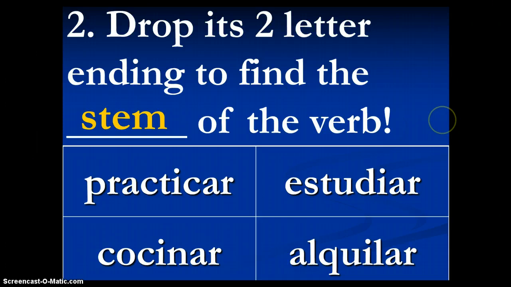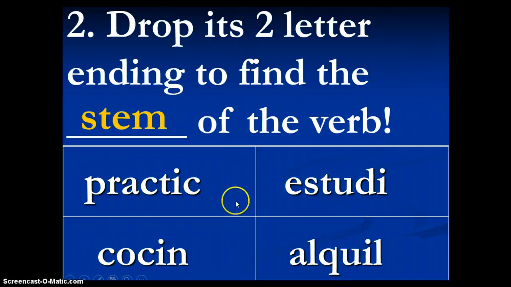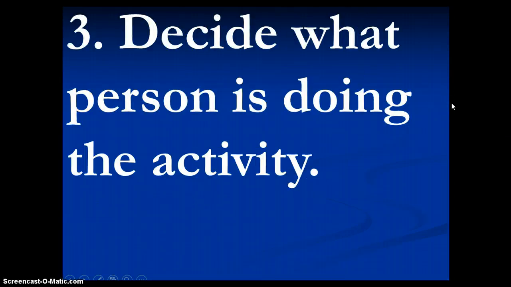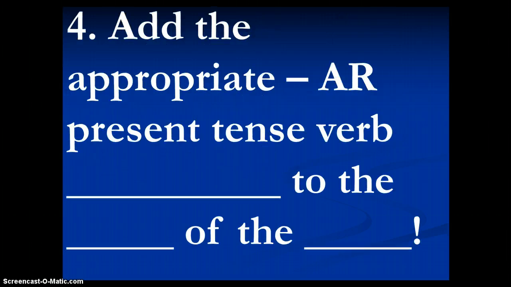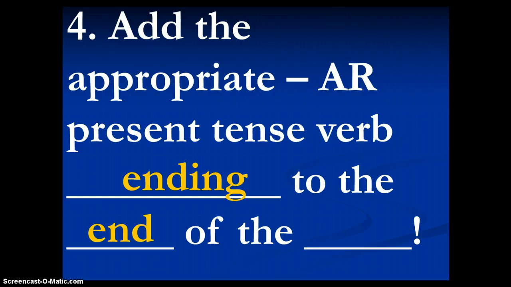So practicar, to practice, the stem is practic. Cocinar, cocin. Estudiar, estudi. Alquilar, alquil. So that's the stem of the verb. Once you've taken off that AR, what you have left is the stem. Then you have to know who the person is that's doing the activity, and we're going to add the appropriate AR present tense ending to the end of the verb, because that's where endings go. They go to the end.